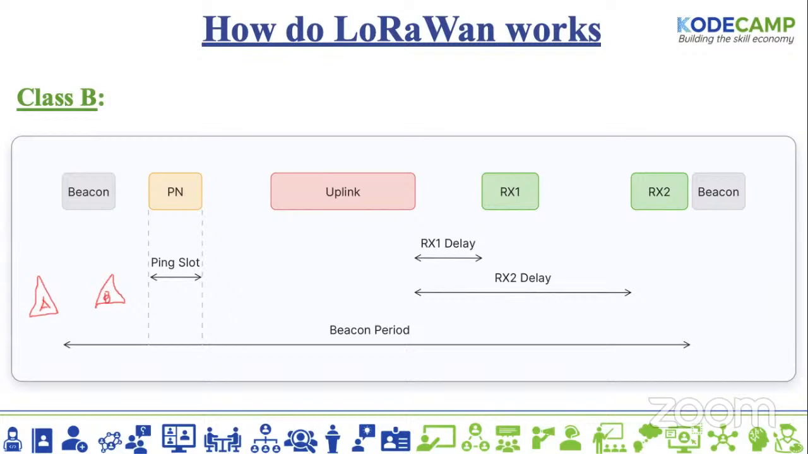Another reason why it consumes more power than class A, just like I mentioned, is that it spends more time in this mode, during the beacon and the ping slot, when they are doing some operations.